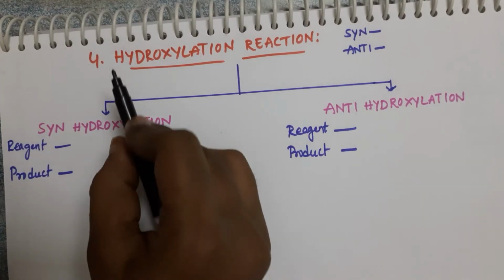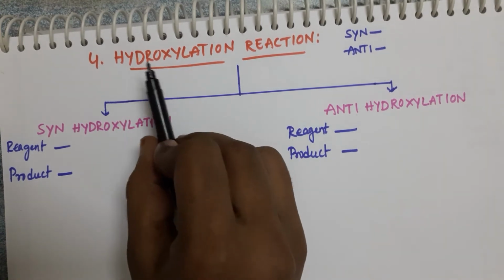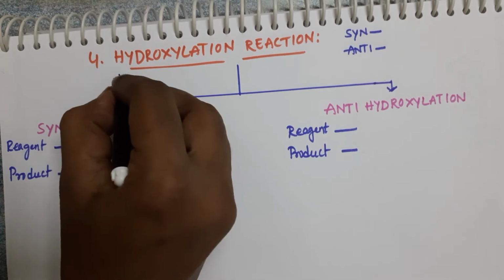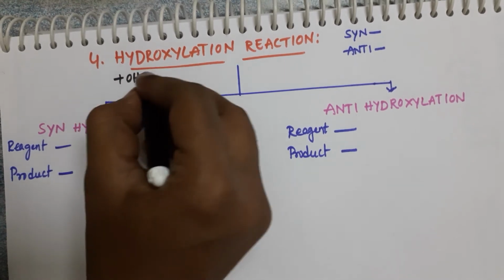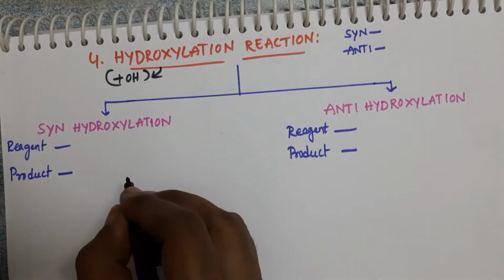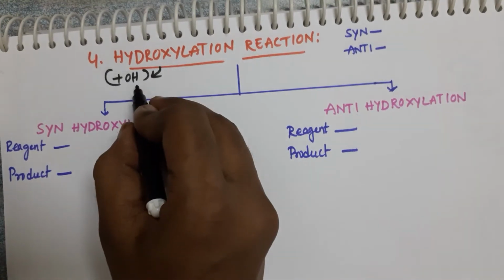Next is the last reaction in the preparation of alcohols from alkenes. The fourth one is the hydroxylation reaction. What is hydroxylation? Addition of a hydroxyl group, OH group, is called a hydroxylation reaction. Hydration means we are adding a water molecule. Here hydroxylation is nothing but the addition of an OH group.